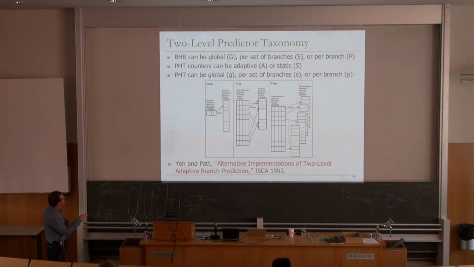Now, the counters, let's go to the counters later. The pattern history table itself can be global, per set of branches, or per branch. This is the global. This is the per address, or per branch, as they call it. So for every single branch, you have one of these pattern history tables. And on top of this, the counters themselves can be adaptive or static. Adaptive meaning you have a 2-bit counter that's dynamically changed, or static meaning maybe the compiler populates this. Who knows how? But you could potentially populate this table at compile time.